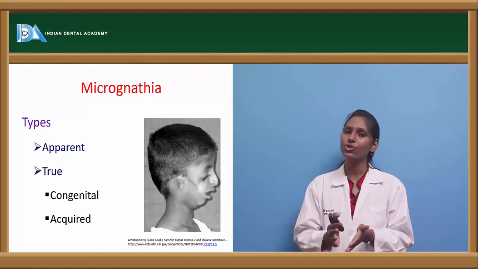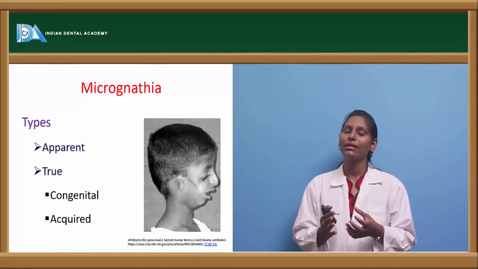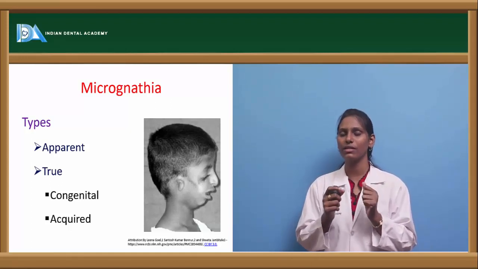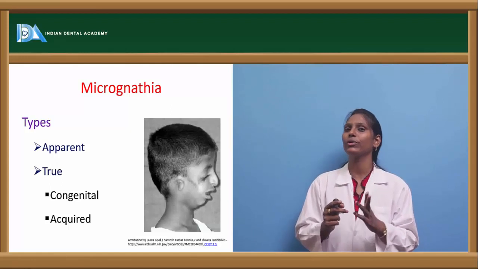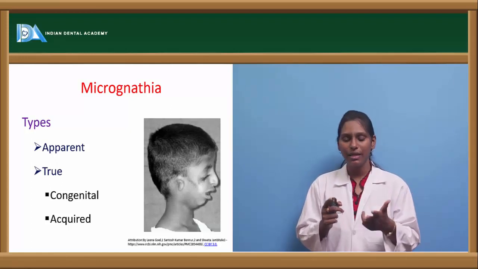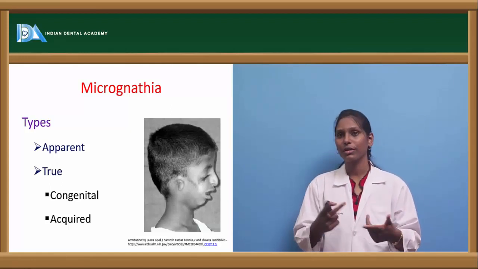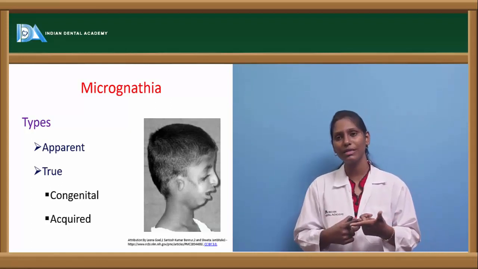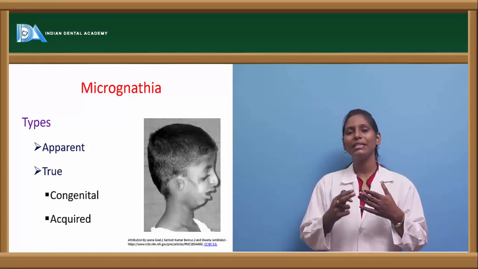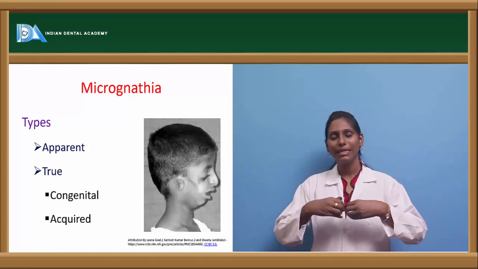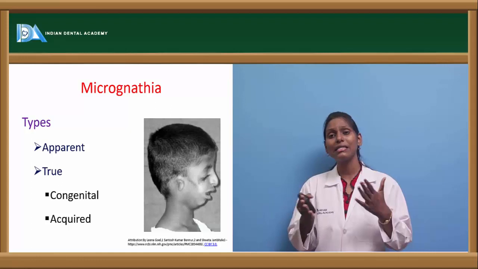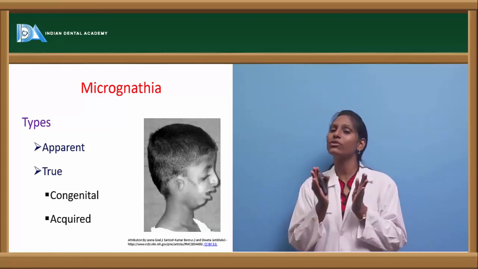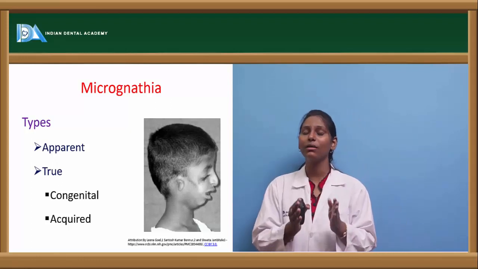We have something called true micrognathia. In true micrognathia, it is really a smaller jaw, a smaller size of the jaw. This can be of two types, acquired or congenital. First, congenital conditions. Here we have various syndromes like Pierre Robin syndrome and Treacher Collins syndrome. In these conditions the development of the mandible or maxilla itself is hampered, hence the development is not complete, leading to a smaller jaw. That is nothing but congenital micrognathia.